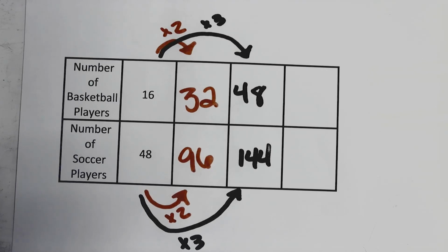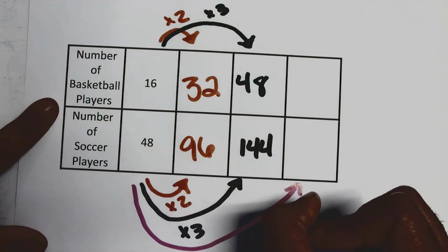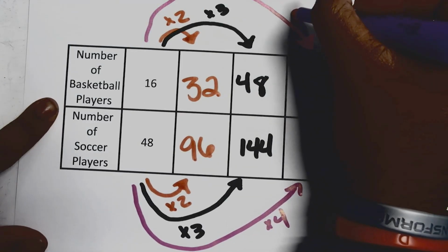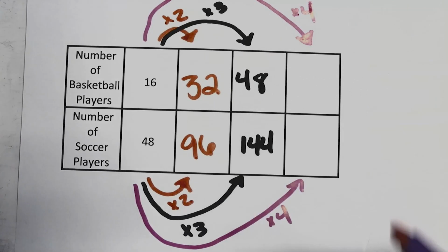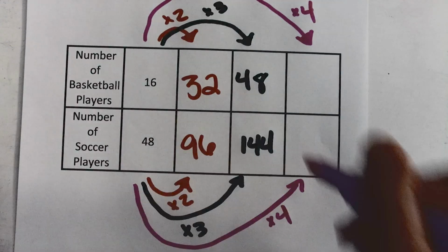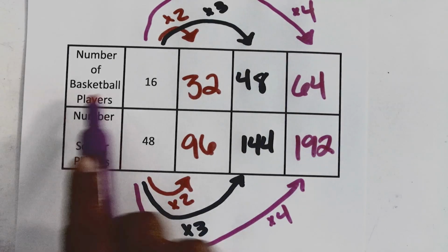So now let's multiply our next set of numbers by what you guys think. Good, let's do it by 4. What do you get here? Because remember, we are trying to get 64 basketball players, and we're not there yet. Correct. You get 64 and 192. Do we have 64 basketball players now?